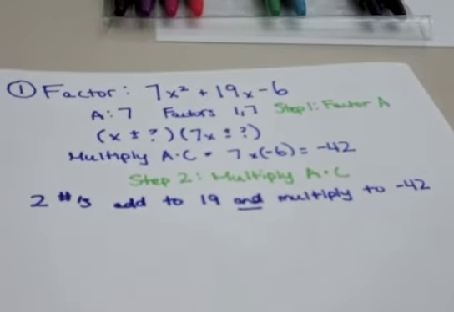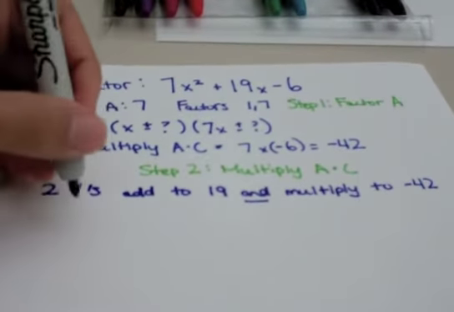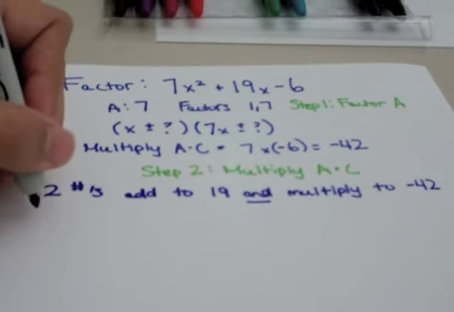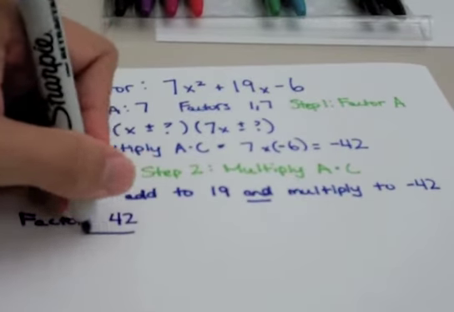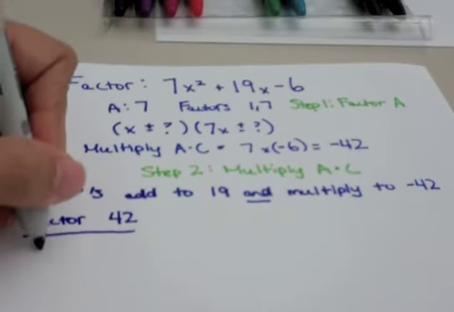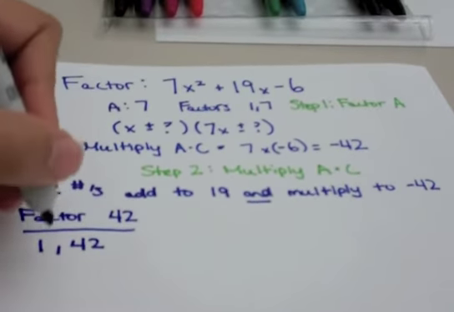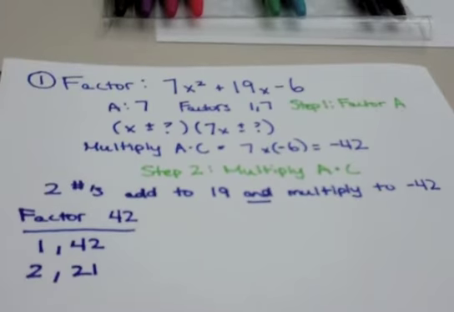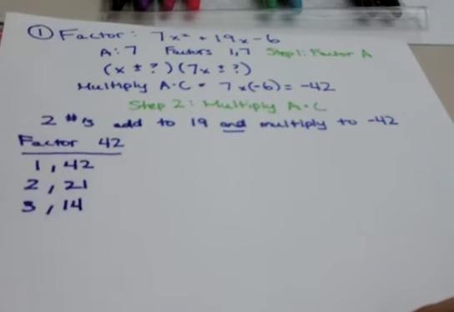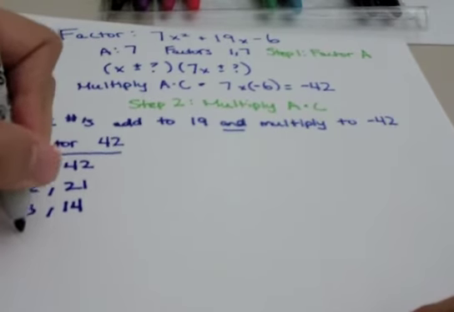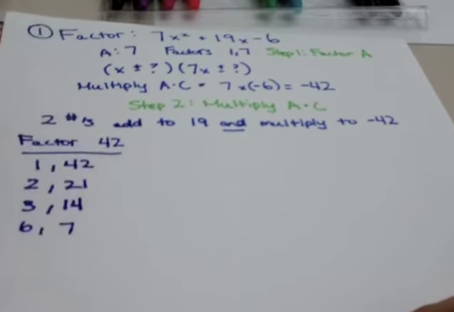So just as we were doing when our a value was simply 1, we'll start by getting the factors of 42. So that's going to be 1 and 42, 2 and 21, 3 and 14, 4 doesn't work, 5 doesn't work, 6 and 7, 8 doesn't work, 9 doesn't work, 10 doesn't work. That should be all of them.